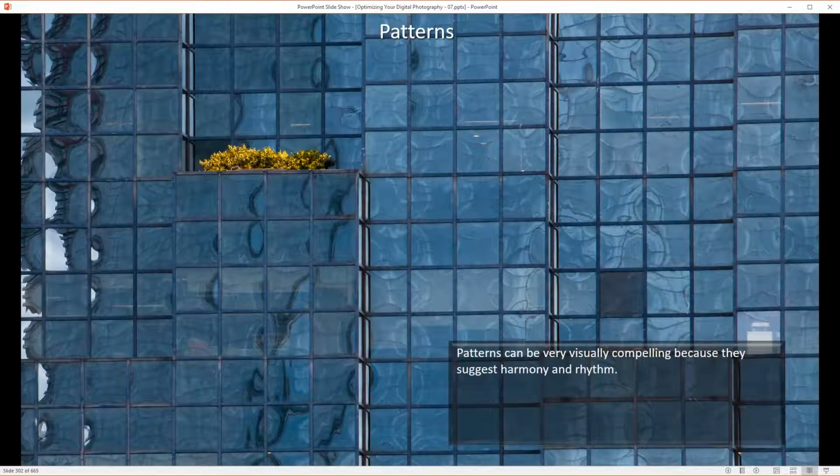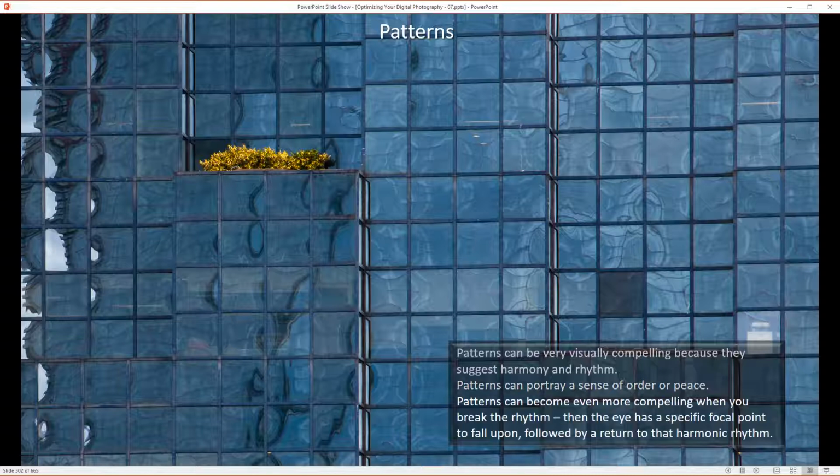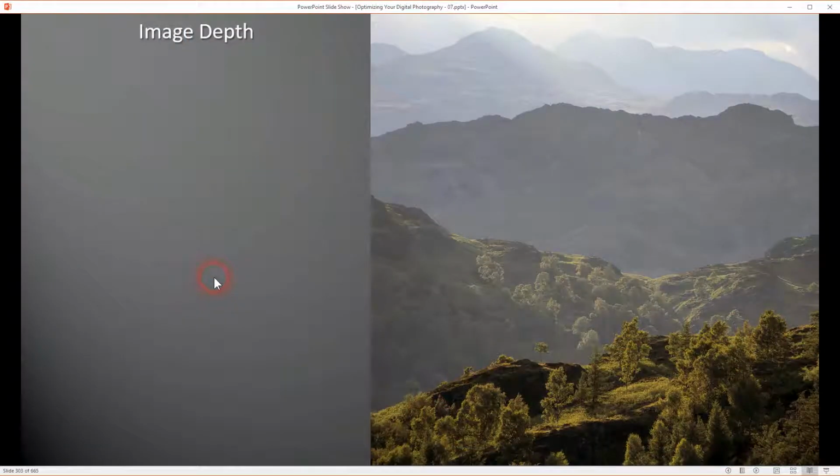Patterns. Patterns can be very visually compelling because they suggest harmony and rhythm. Patterns portray a sense of order and peace, and patterns can become even more compelling when you break the rhythm. So when the eye is drawn to a slightly different part of something that doesn't fit in with the pattern, and then it can go back to the harmonious pattern again.